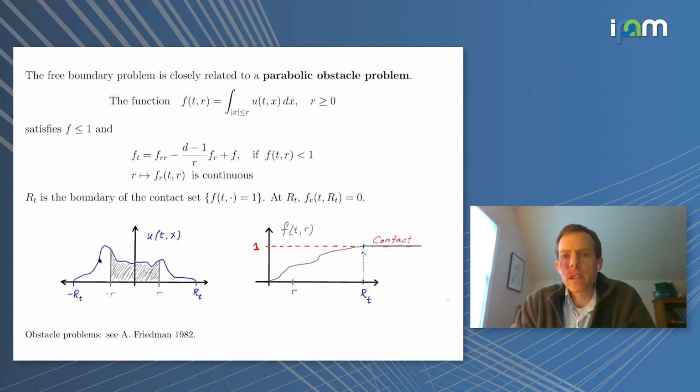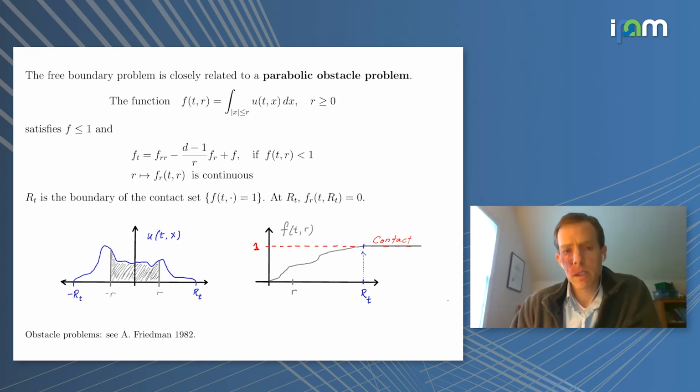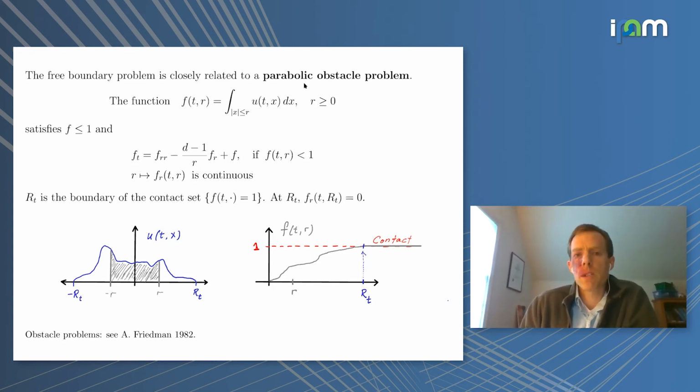In their case, there's no mass conservation. So we find it convenient to relate this problem to a parabolic obstacle problem. It's useful for the analysis of the PDE, but also has some use at the level of the interacting particle system. This is another free boundary problem, which is obtained just by integrating the function u over Euclidean balls. So f is a function of t and r. This is the radial distribution function of the probability measure u.